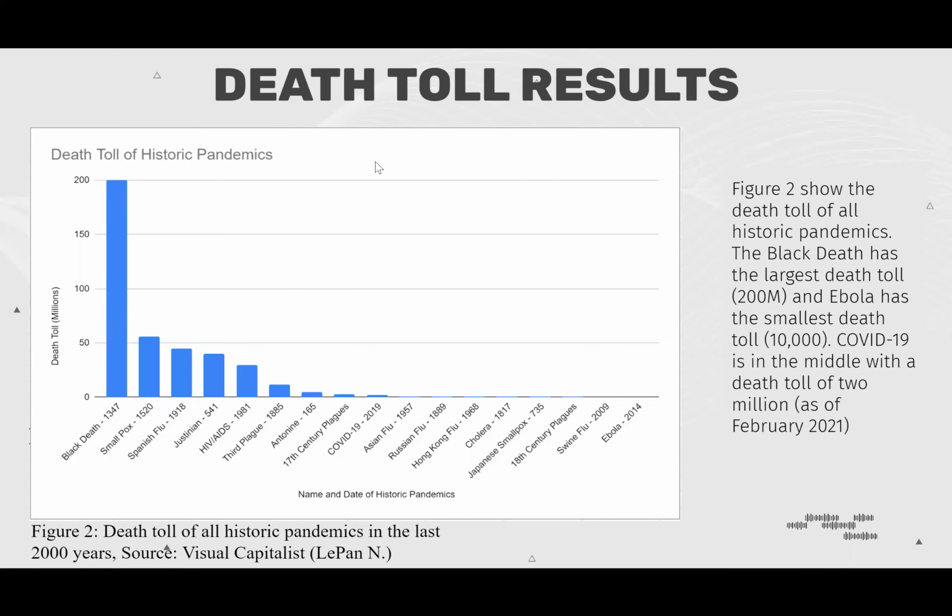Now we have the results. Figure 2 shows the death toll of all historic pandemics. The Black Death has the largest death toll of 200 million, and Ebola has the smallest death toll of approximately 10,000. COVID-19 is in the middle with a death toll of 2 million as of February 2021.